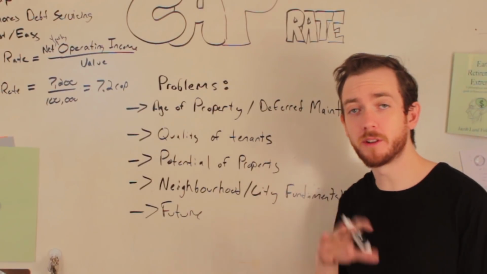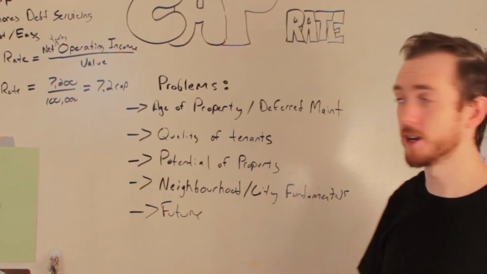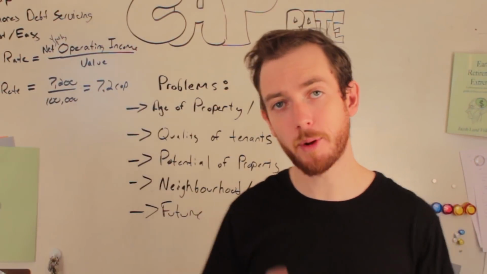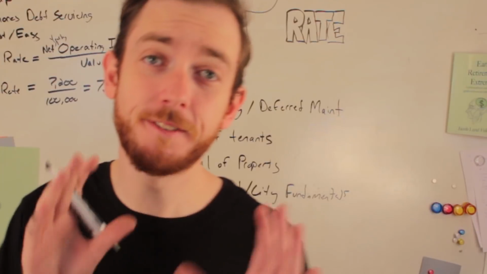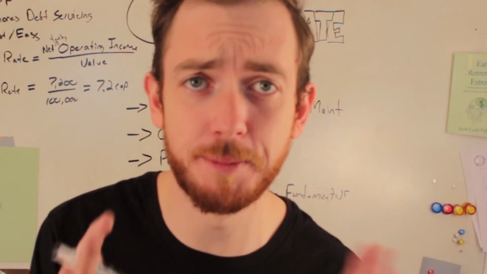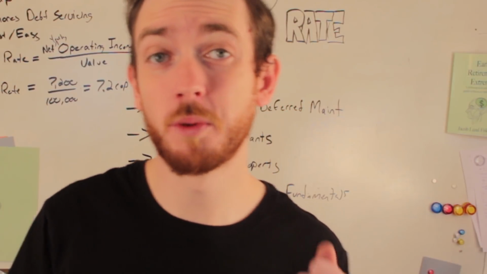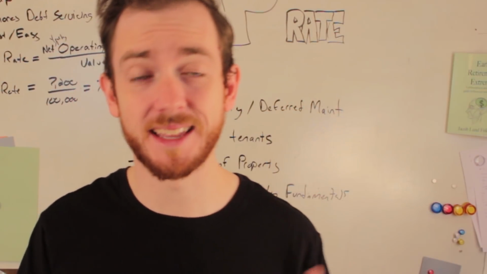Part of the problem if you're only using cap rate is you're not taking into consideration the age of the property or deferred maintenance. So maybe the reason you're able to buy that property for $100,000 is it needs $50,000 in renovations just to keep it standing. In that case, your acquisition cost or your purchase price should really be bumped up by another $50,000 to make it accurate.